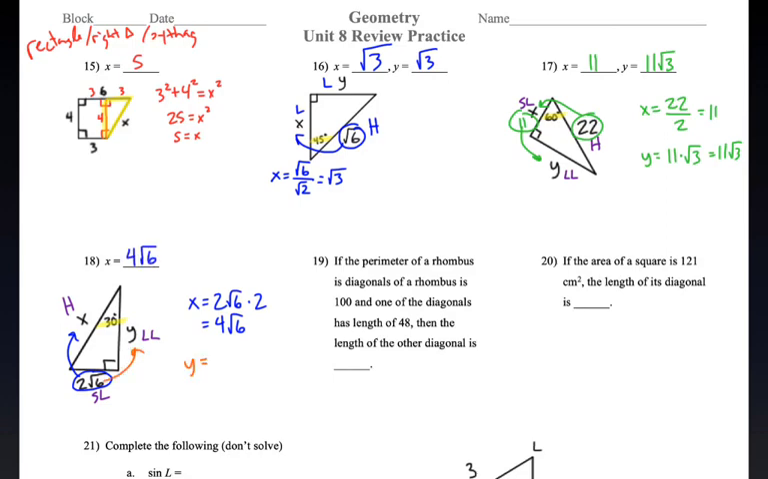There's no blank for y, but we would want to solve for y in this case. To go from the short leg to the long leg, we multiply by the square root of 3. So the square root of 6 times the square root of 3 is the square root of 18. That simplifies. Square root of 18 is 2 times 3 times 3. A 3 comes out. Y is 6 square root 2.